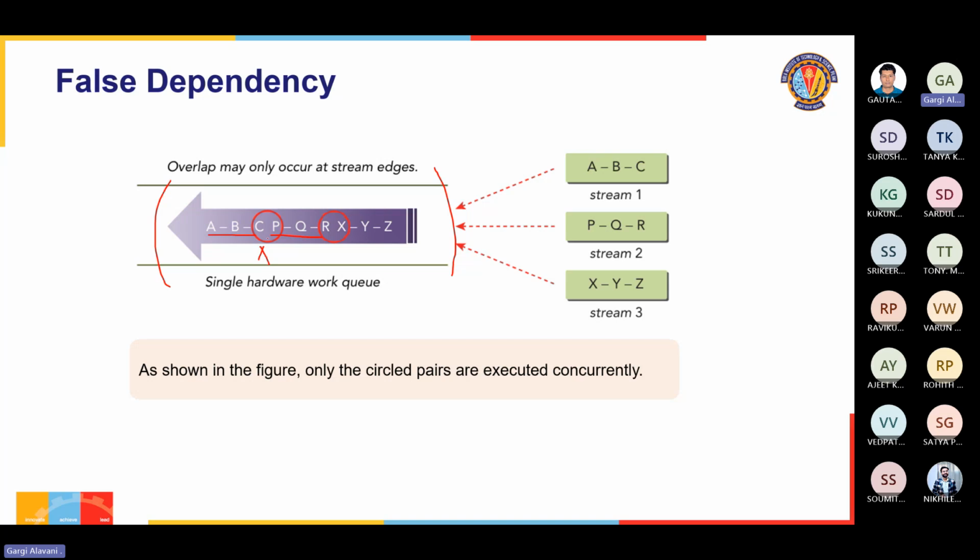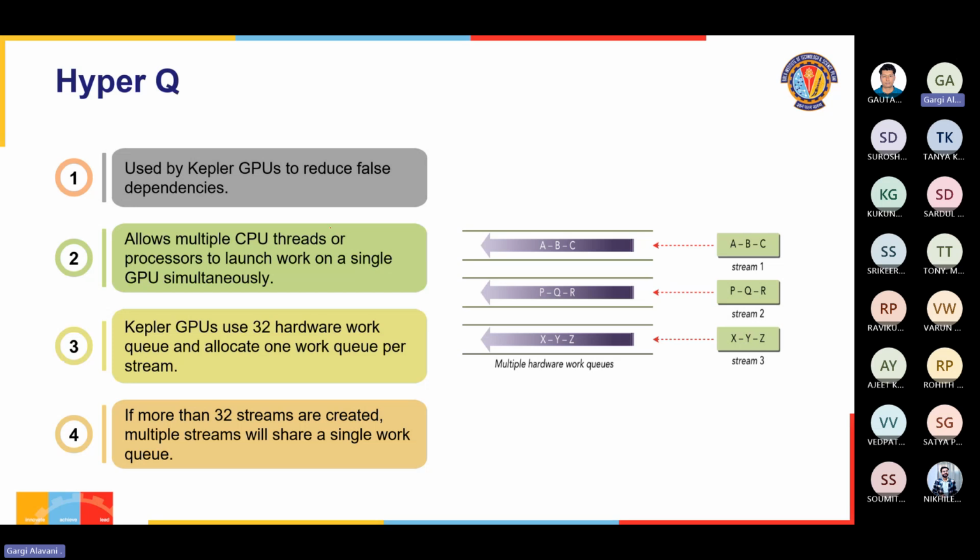Also, it used to have a dependency between D to H and H to D because it did not have duplex, so you could do the transfer only in one direction. Hence, till C is complete, P could not start. This was a false dependency because of the single hardware queue. Now, with Kepler architecture, hyperqueue was introduced. So Kepler had multiple hardware queues, and also it supported duplex. Hence, multiple streams could execute multiple kernels concurrently.